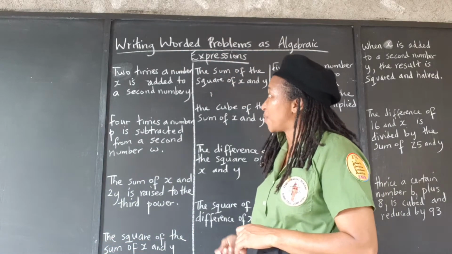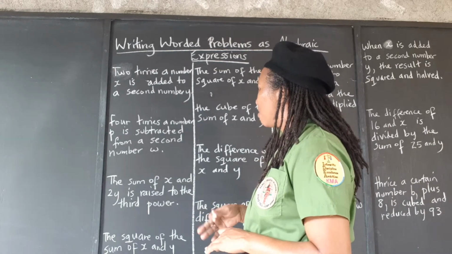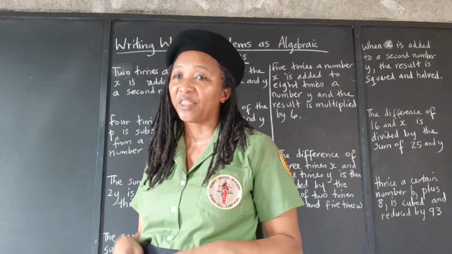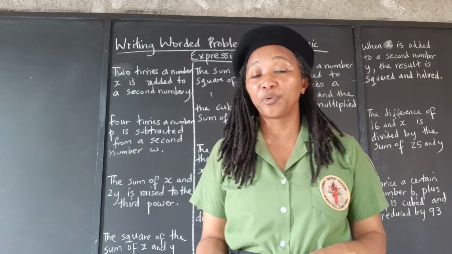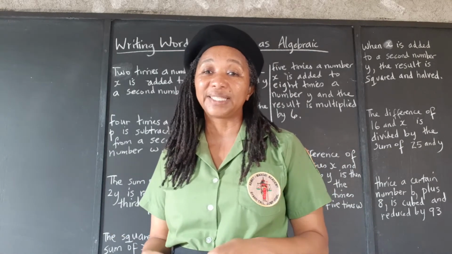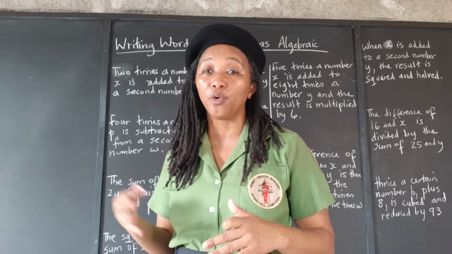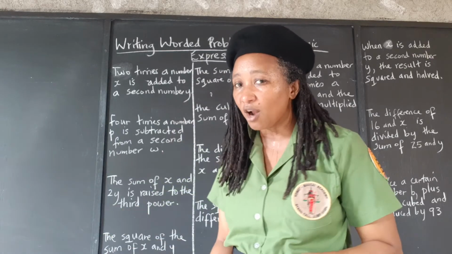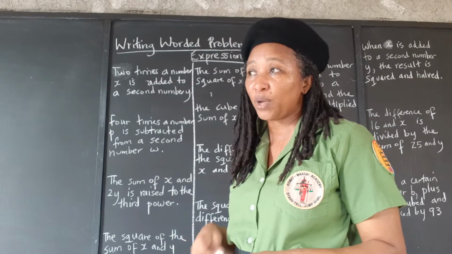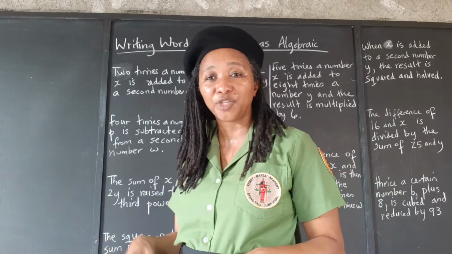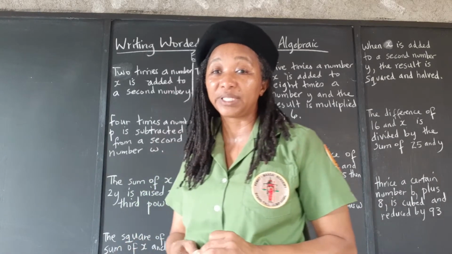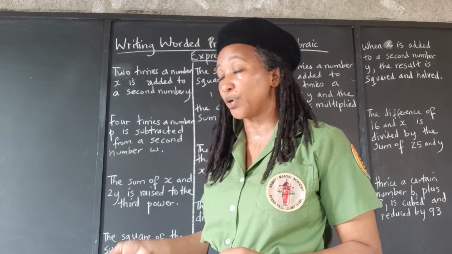2 times a number x is added to a second number y. Okay, we know that x and y are not numbers, they are letters, but in algebra they represent numbers. They are variables which represent unknown quantities, unknown numbers. So it's all right if we say a number x, a number y, right? We have a little leeway to say that in algebra because that's what algebra is all about. We're using letters to represent unknown numbers.